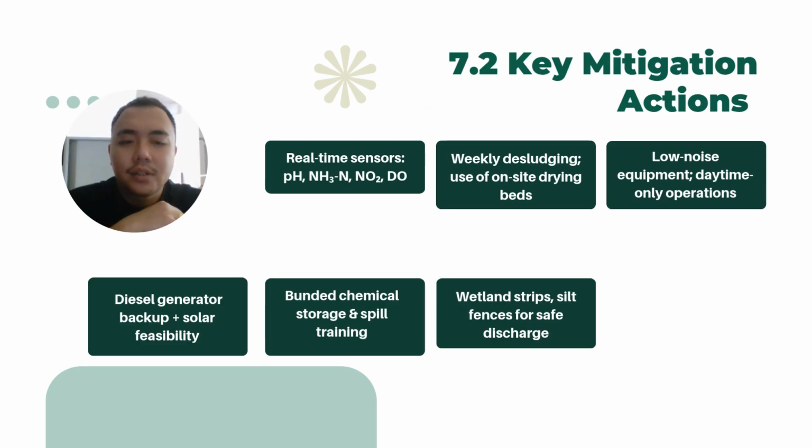So next are the key mitigation actions. To address this, multiple mitigation strategies were proposed. We recommended real-time water quality sensors to monitor ammonia, nitrate, and oxygen levels, supported by weekly manual testing and optimized feeding. For sludge, we propose regular desludging using on-site drying beds.